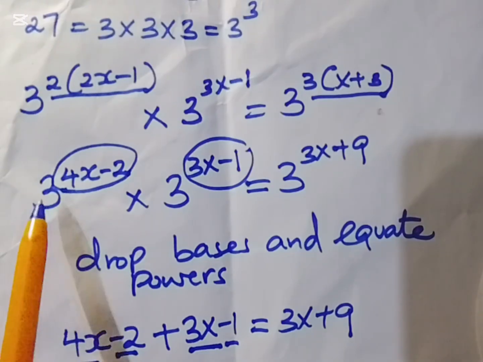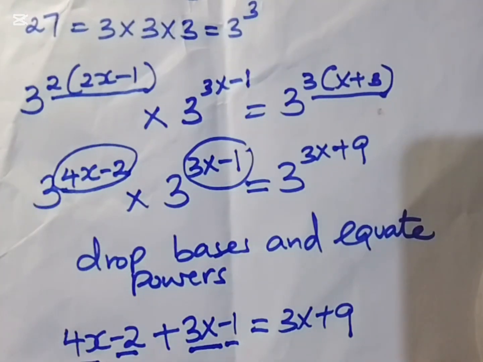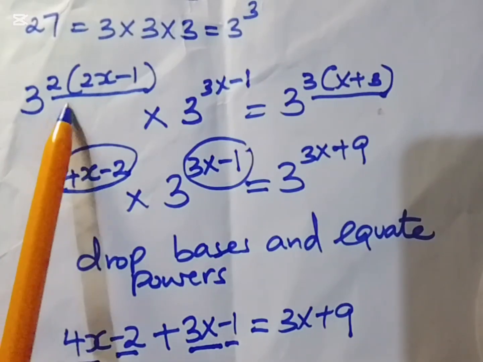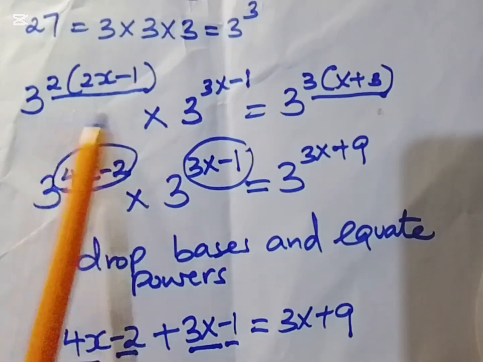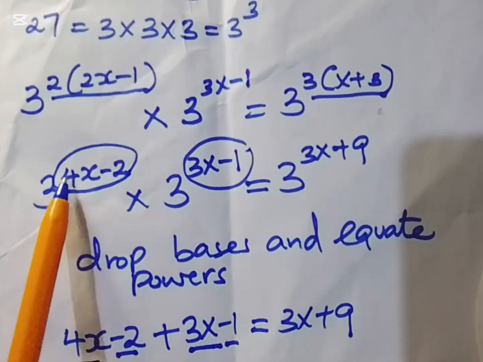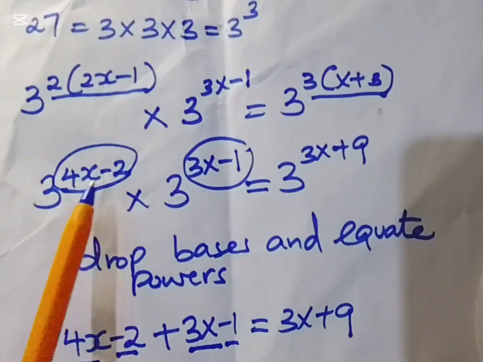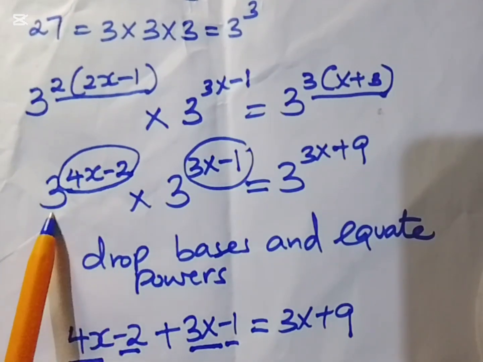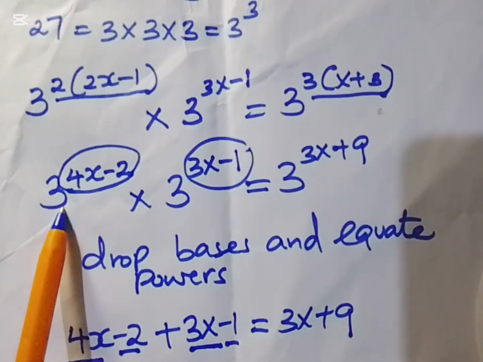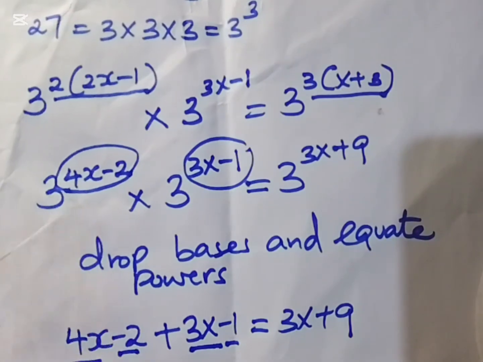Now you can open the bracket, which applies the law of indices of power of powers. If you have power of powers, you just multiply the powers. So we have 2 into bracket 2x minus 1. You open up, you will have 2 times 2x, which gives 4x, and 2 times 1, which gives minus 2. So this 3 now becomes 3 raised to 4x minus 2.